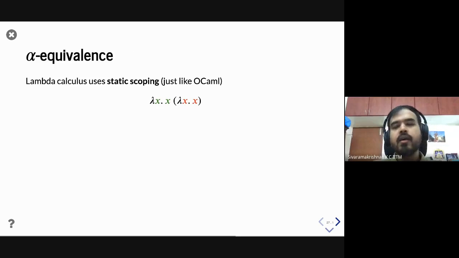Moving on. So we saw the concept of free variables. So let's keep that away. The other concept is this concept known as alpha equivalence, right?